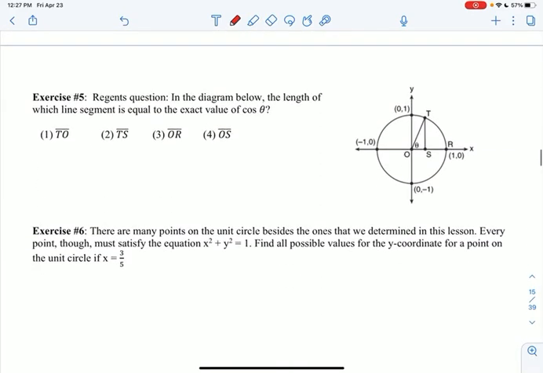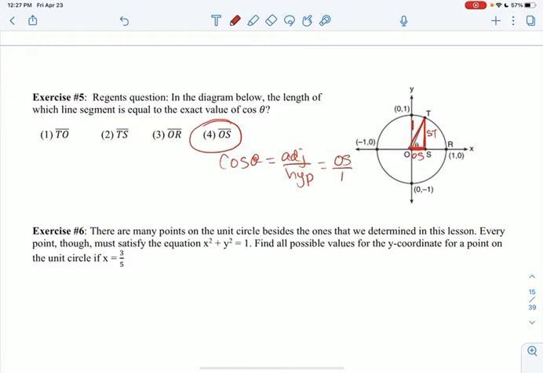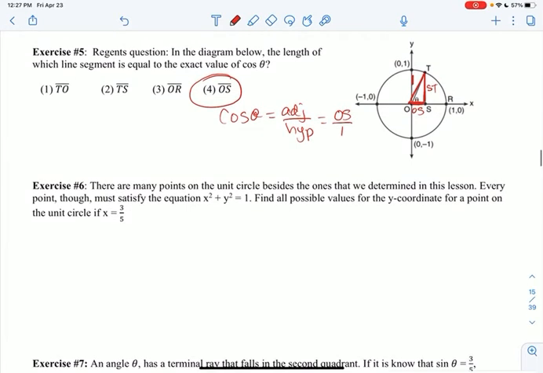Regents question. So in the diagram below, the length of which line segment is equal to the exact value of cosine of theta? All right, so this is ST right here, and this right here is OS, and this has a radius of 1. So cosine of theta, cosine is adjacent over hypotenuse. And the adjacent is that OS. And the hypotenuse is 1. So there we go. That's a Regents question.